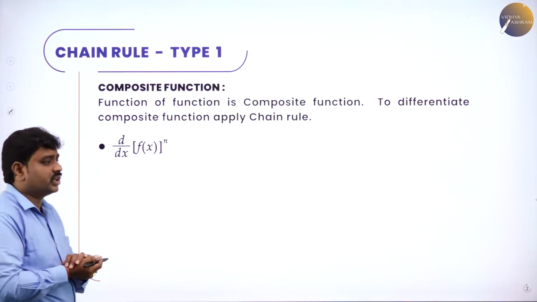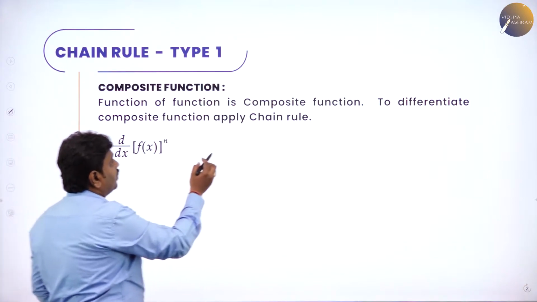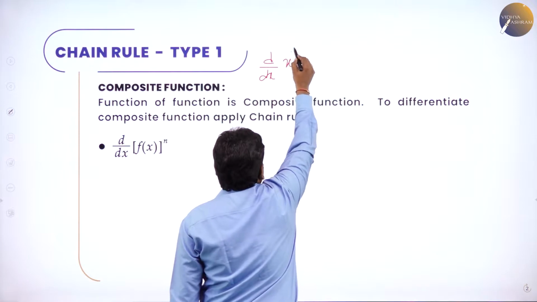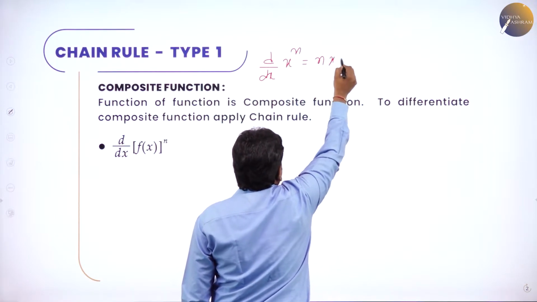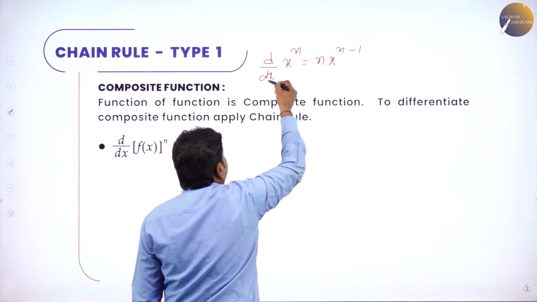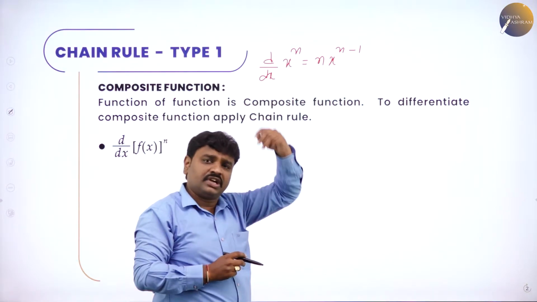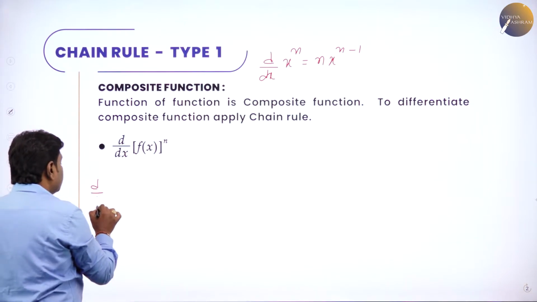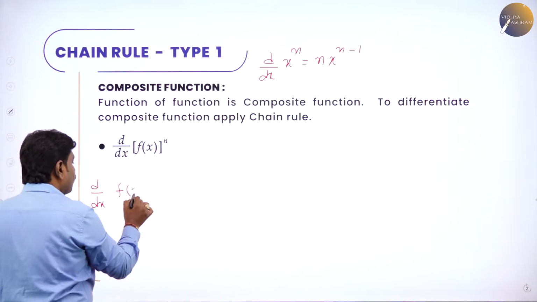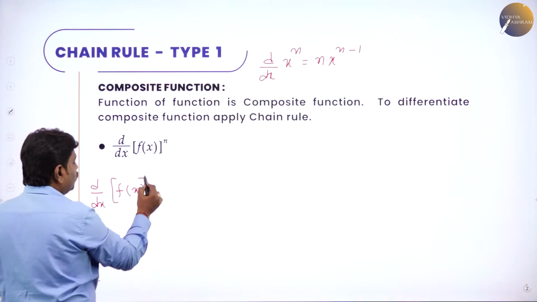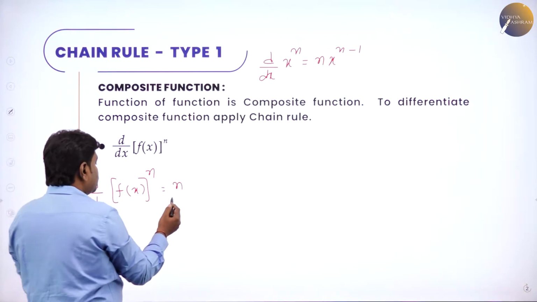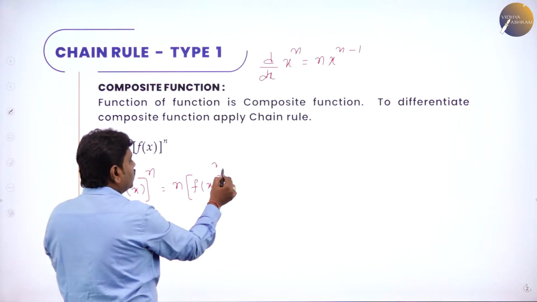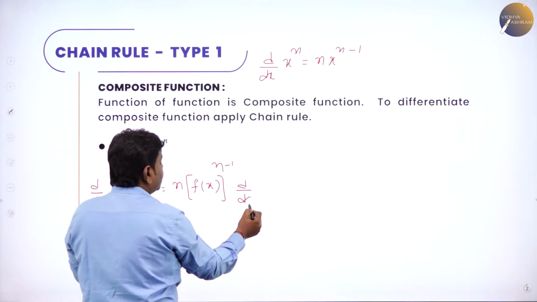Let me summarize once again. All of you know the formula for x power n. Derivative of x power n is n into x power n minus 1. If this is x, differentiation of x power n is n into x power n minus 1. All of you know this. Now suppose instead of x, if you have f of x power n, what will we do? N into, instead of x we have f of x, n into f of x power n minus 1 into d by dx of f of x.